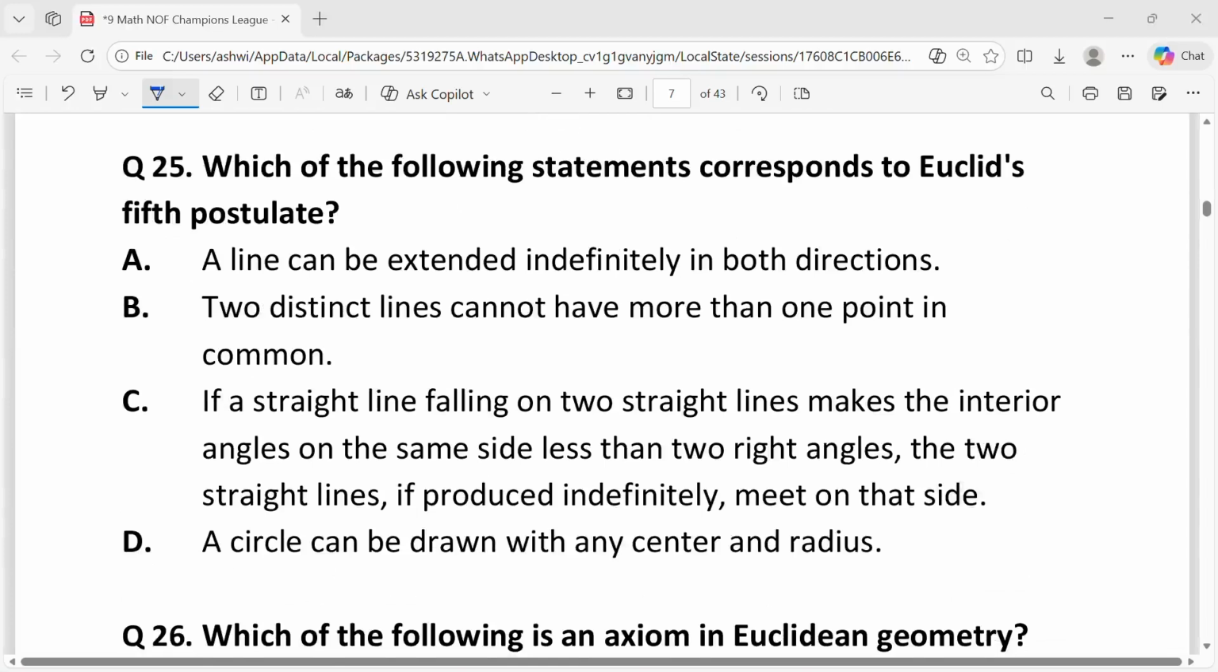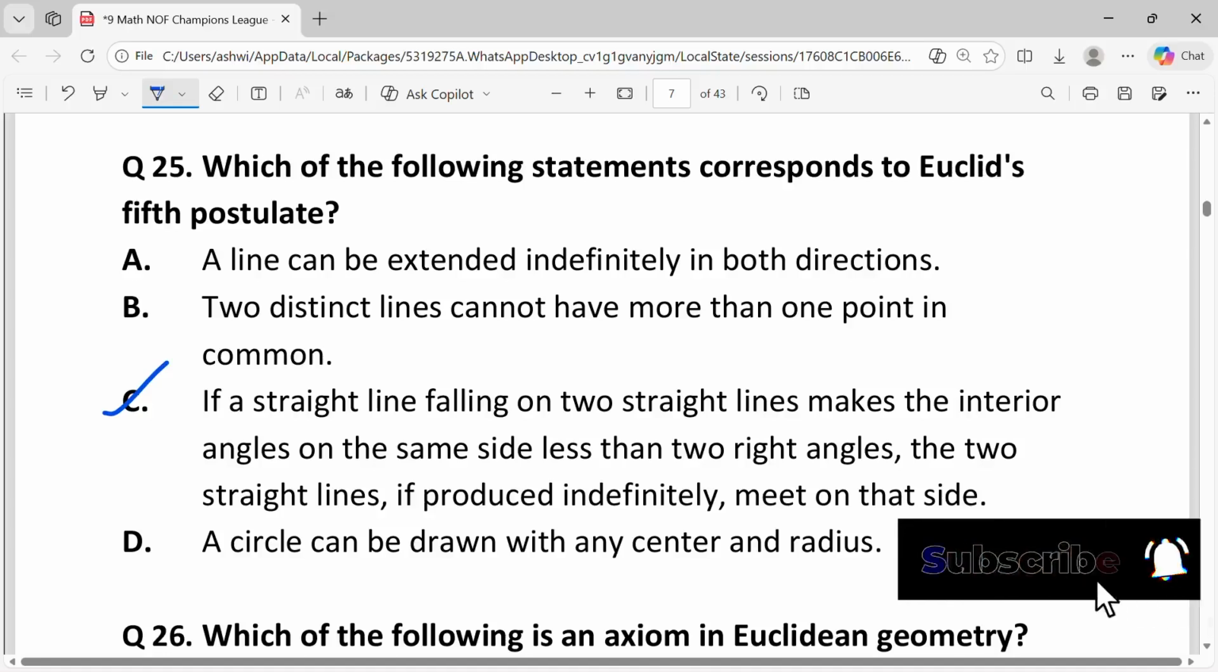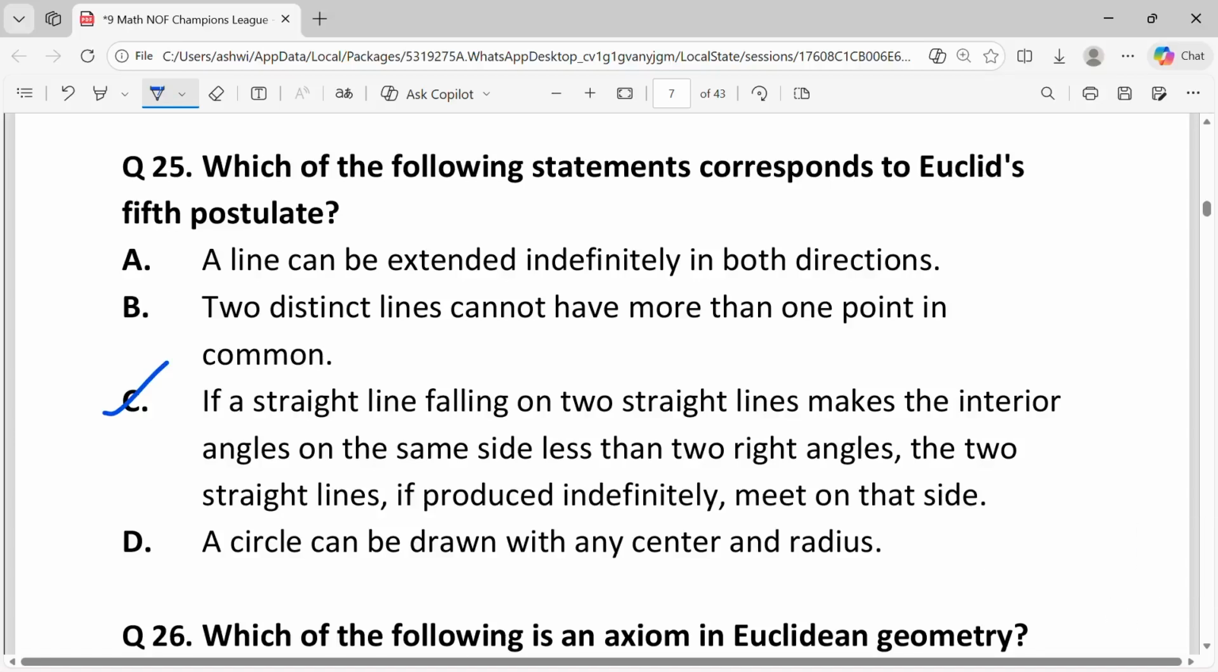Question 25. Which of the following statements corresponds to Euclid's fifth postulate? The answer is C. If a straight line falling on two straight lines makes the interior angles on the same side less than two right angles, the two straight lines, if produced indefinitely, meet on that side. Euclid's fifth postulate is the most famous and the most complex of his five postulates. It is often referred to as the parallel postulate and is the basis of Euclidean geometry, which distinguishes it from non-Euclidean geometries.